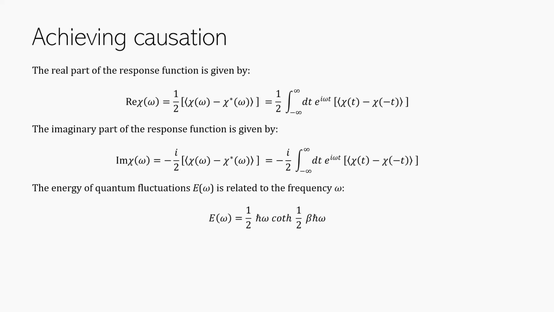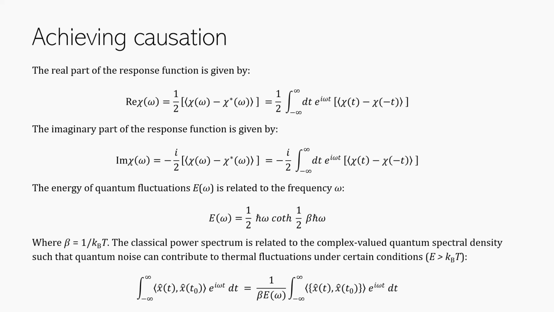So here, the energy of quantum fluctuations is related to the frequency and the hyperbolic cotangent of the probability density, where beta equals 1 over kBT. And the classical power spectrum is related to the complex valued quantum spectral density in such a way that quantum noise can contribute to thermal fluctuations under certain conditions. So what are these conditions?